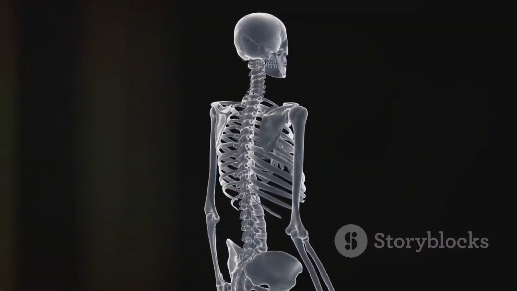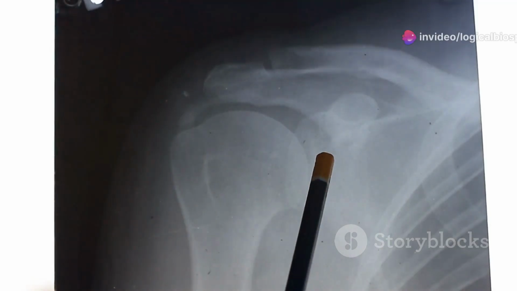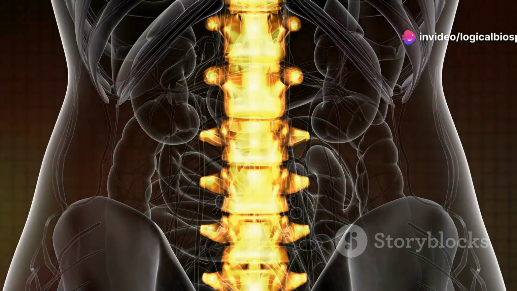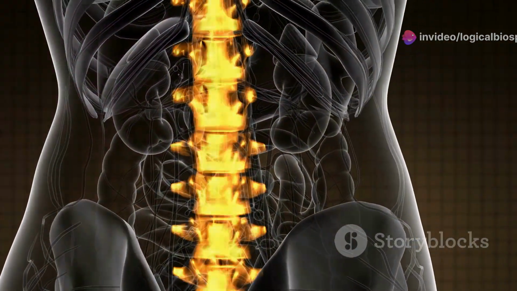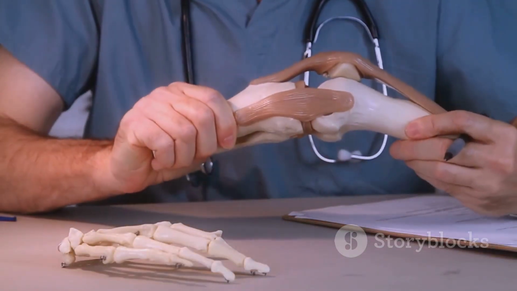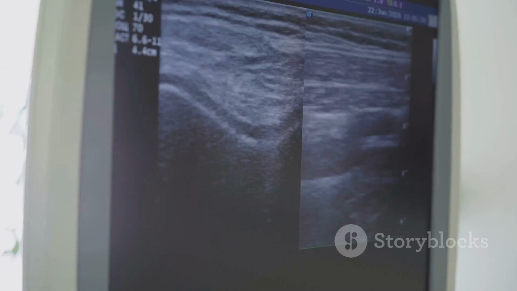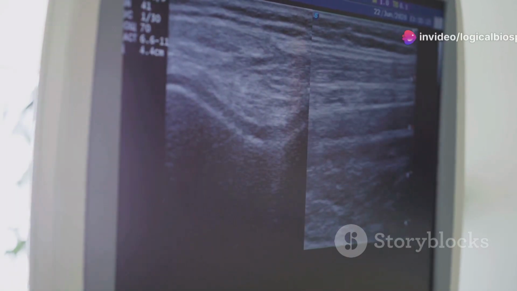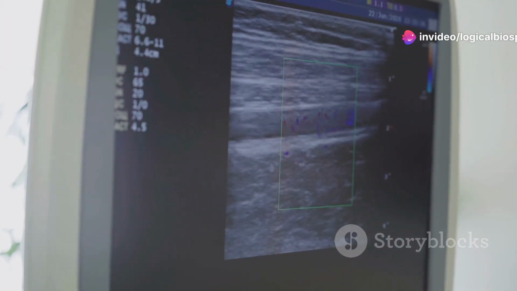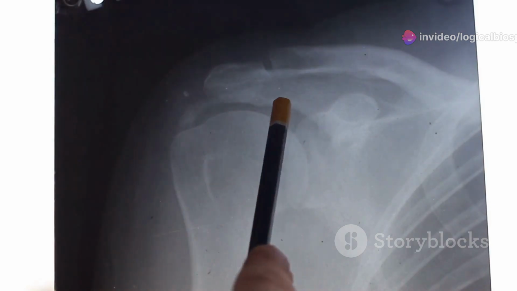Next, cartilaginous joints. In these joints, bones are connected by cartilage, allowing limited movement. An example is the joint between the vertebrae. Finally, synovial joints. These are the most common type of joint and allow a wide range of movement. They have a fluid-filled synovial cavity that reduces friction and allows for smooth movement. Examples include the knee, elbow, and shoulder joints.